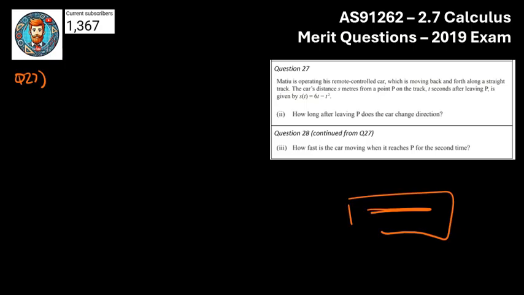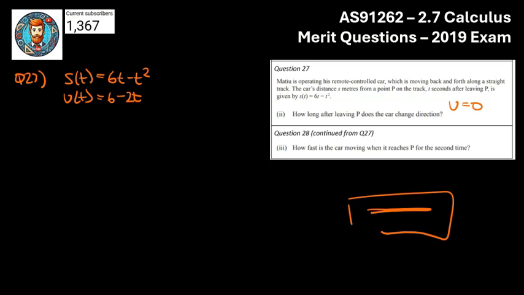So let's write down our formula. So we've got displacement in terms of time, so 6t minus t squared. So we're looking for when does the car change direction. So it will change direction when the velocity is 0, right? Because that means it's going forward, it stops, and then it turns back in the other direction. So what we're going to need to do is differentiate our displacement here to get a velocity formula. So velocity will be equal to 6 minus 2t.